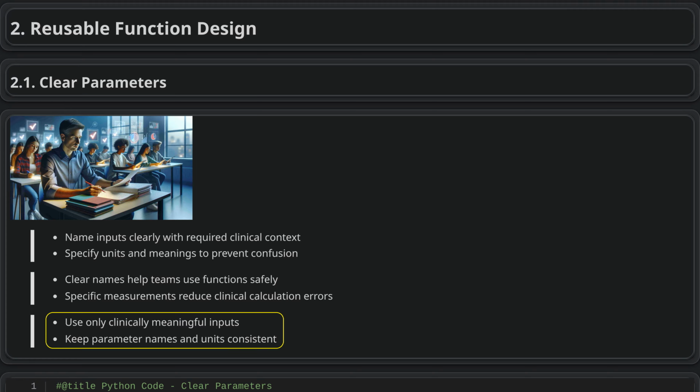When designing reusable function parameters, focus on what future users truly need. Include only inputs that affect the result, and avoid hidden assumptions or unnecessary complexity. Use consistent parameter names across functions to reduce mistakes, especially with units, and to make the functions easier to test, understand, and trust.